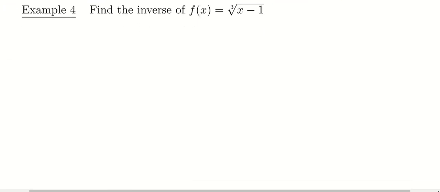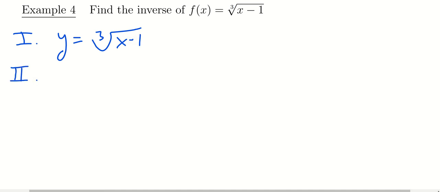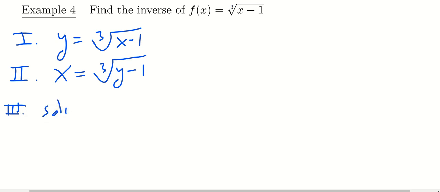Let's take a look at another one. We want to find the inverse of f of x equals the cube root of x minus 1. Again, first step, let's go back to the old notation. Let's call it y equals the cube root of x minus 1. Step 2, we're going to do the interchange. Every y becomes an x. Every x becomes a y. Once we've done that, we now want to take this and solve for y.